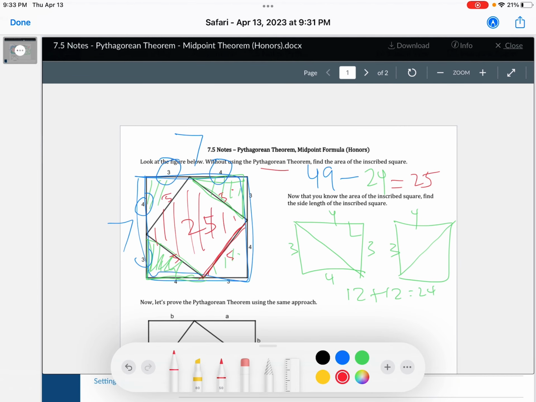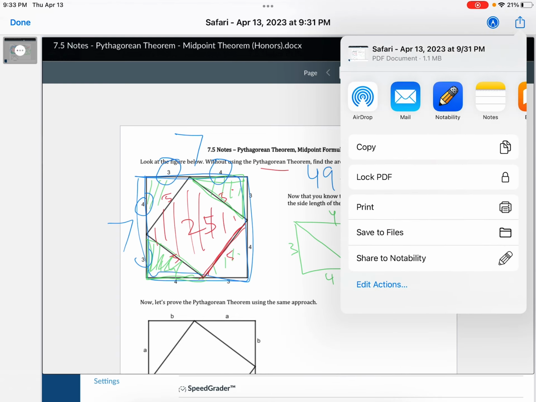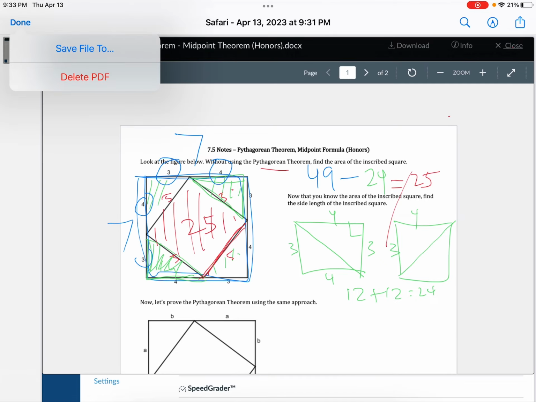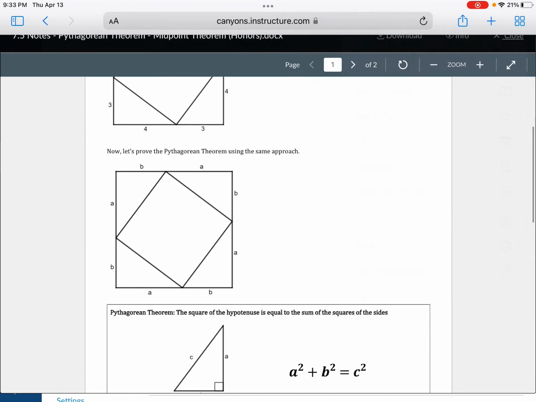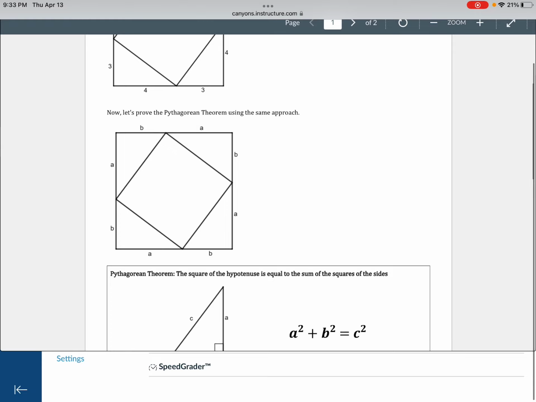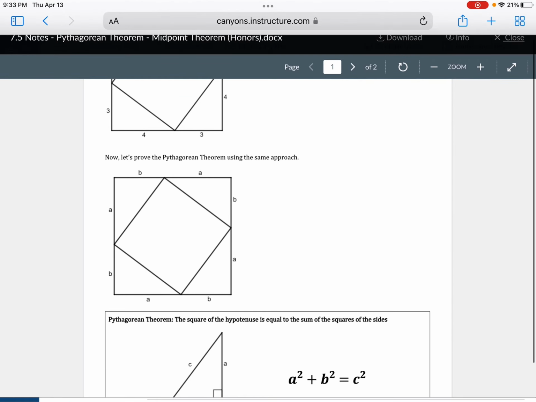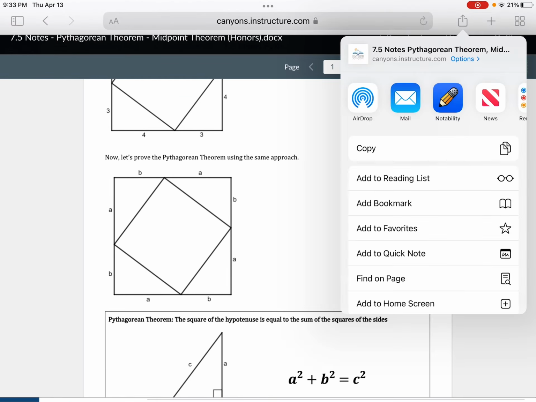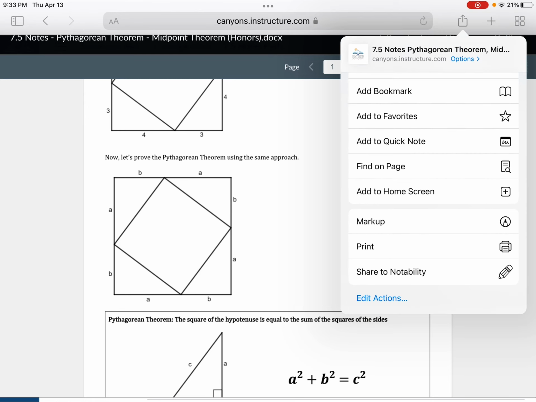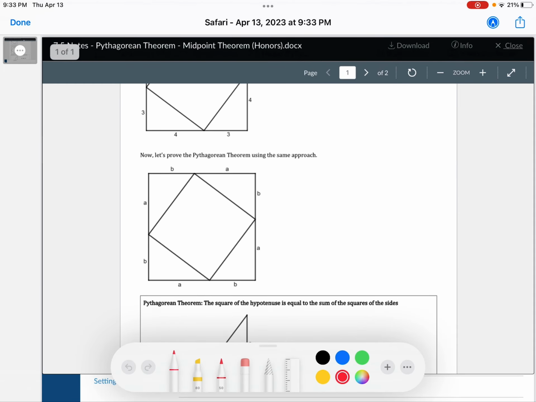Let's go ahead and do that now with this figure. Let's now prove this in the general case. Right now what we're doing is deriving the formula for the Pythagorean theorem. So we're going to use the same colors.